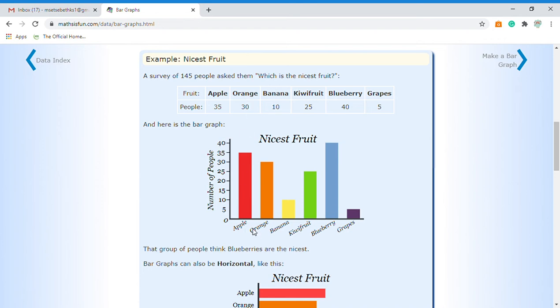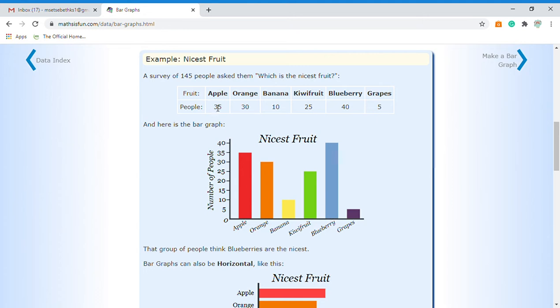Good. And then they gave us the fruits at the bottom: apple, orange, banana, kiwi fruit, blueberry, and grapes. And here are our bars. Remember that there must be lines, spaces in between our bars to make it a bar graph.